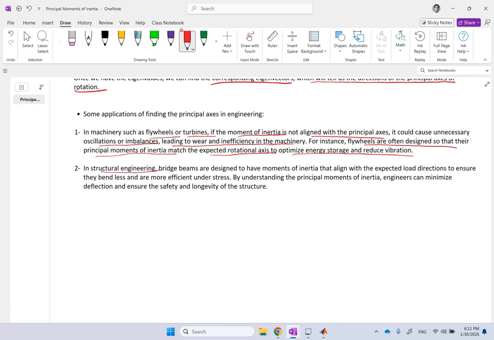In structures, similarly, when you design the beams in bridges, you make sure that the moments of inertia align with the expected load directions.